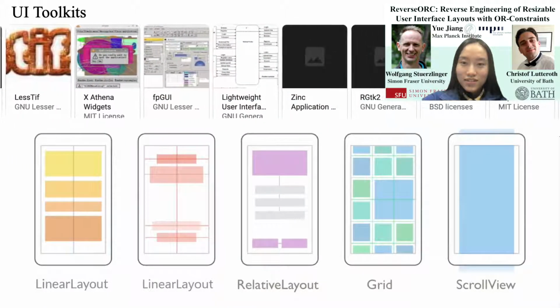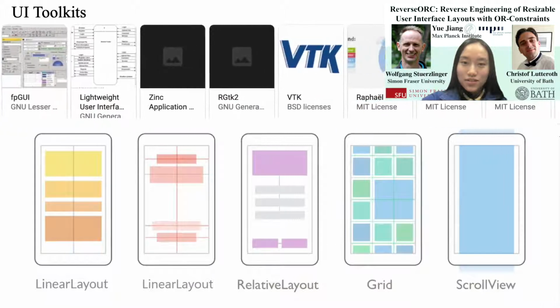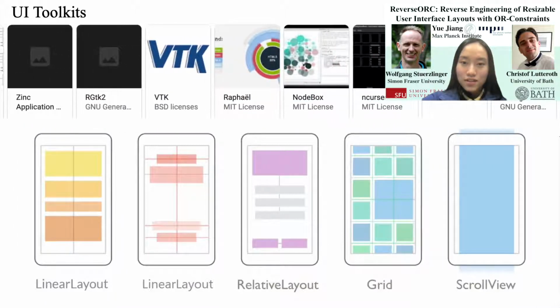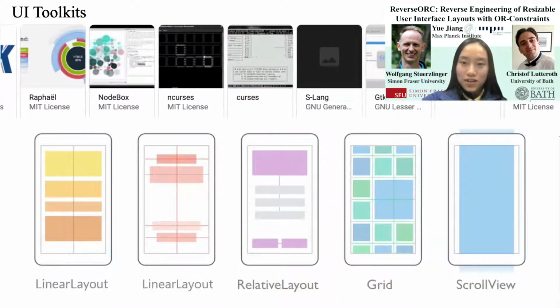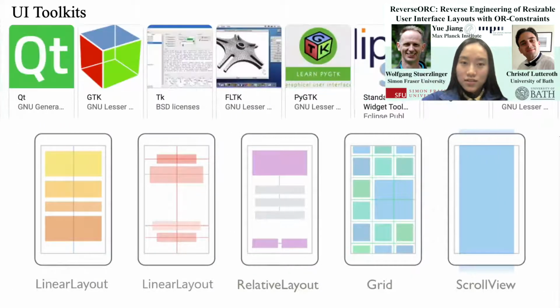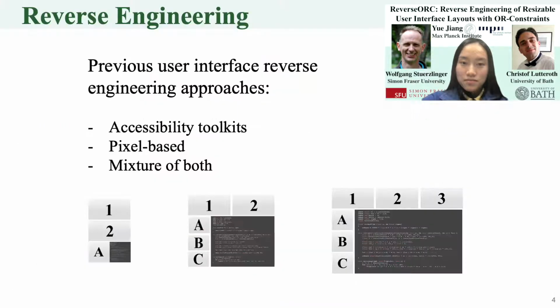The diversity of UI toolkits also makes it challenging to add consistent new features or behaviors across a variety of applications, toolkits, and platforms. The problem of reconstructing and understanding an existing UI for further development is called UI reverse engineering. Previous user interface reverse engineering approaches detect widgets and their hierarchy based on accessibility toolkits, the pixels on the interface, or a mixture of both.